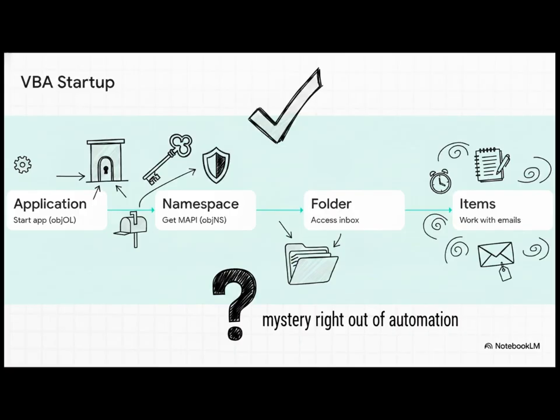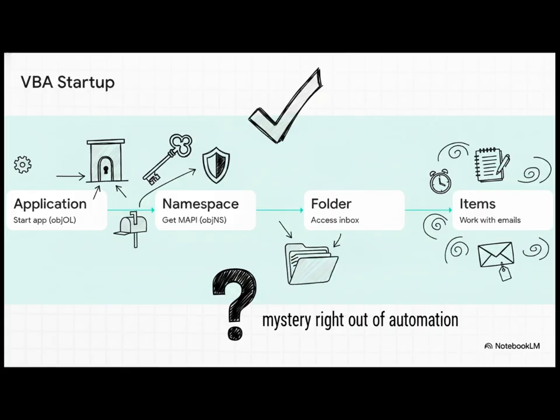Let's move on and see how this builds into actual simple code. It's always this exact same 4-step startup pattern. First, you start the application, so you enter the building. Second, you get your MAPI namespace, which means grabbing your access keys. Third, you access a specific folder, like your inbox. And fourth, you work with the specific items inside.